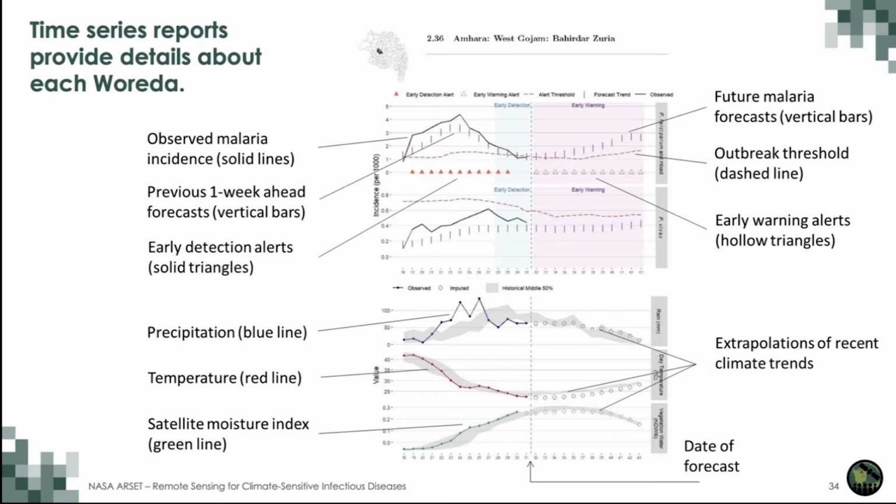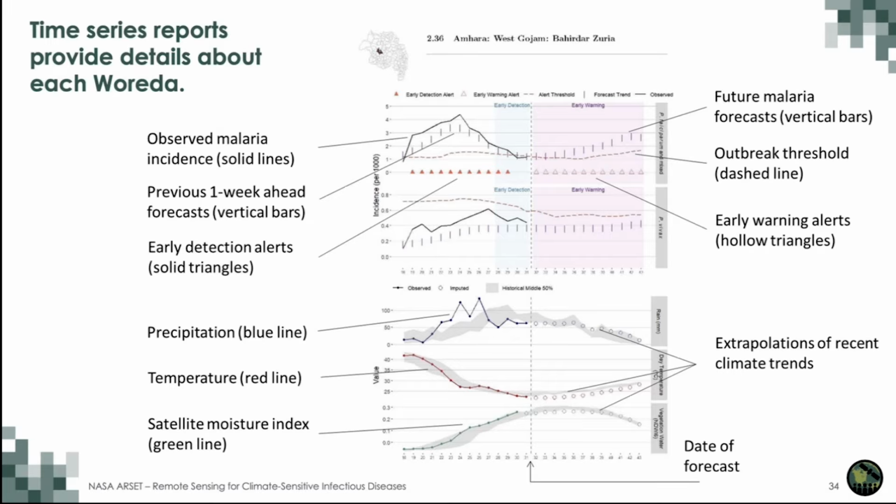And this is zooming in to one of those districts. This is a time series report or dashboard. And there's a lot packed in here. But the idea is that if you look at the vertical dashed line right in the middle, that's the date of the forecast. So everything on the left side is historical data.